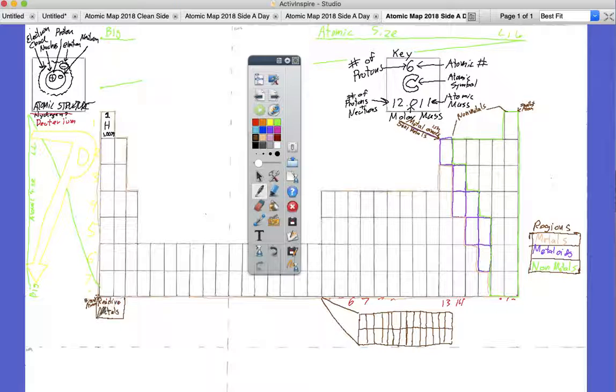Group 1, we're going to make a line down here, okay? Group 1 is known as the alkali metals. And I'll spell that for you guys once I get it up here.